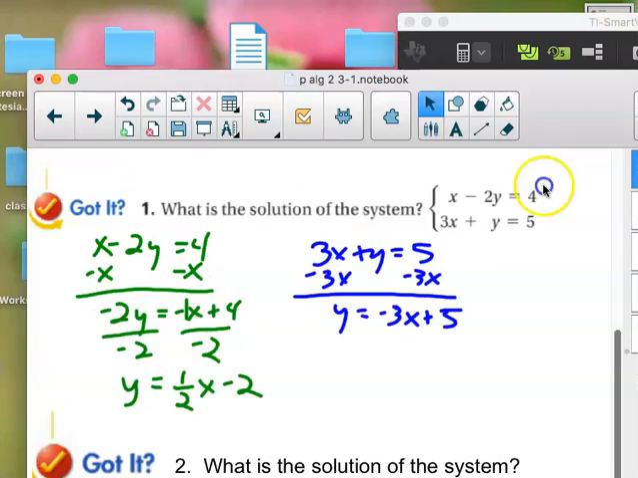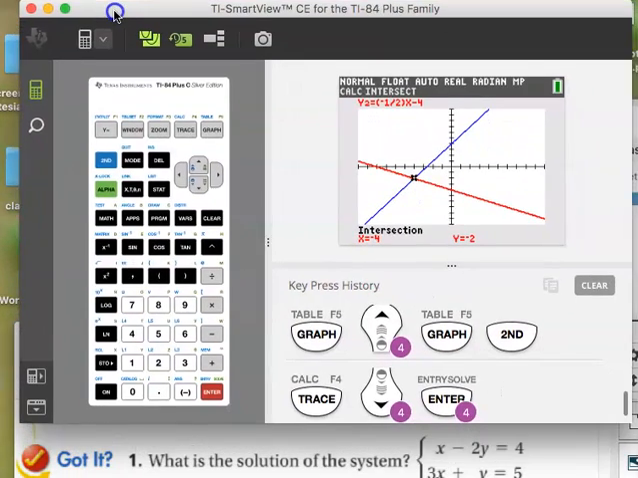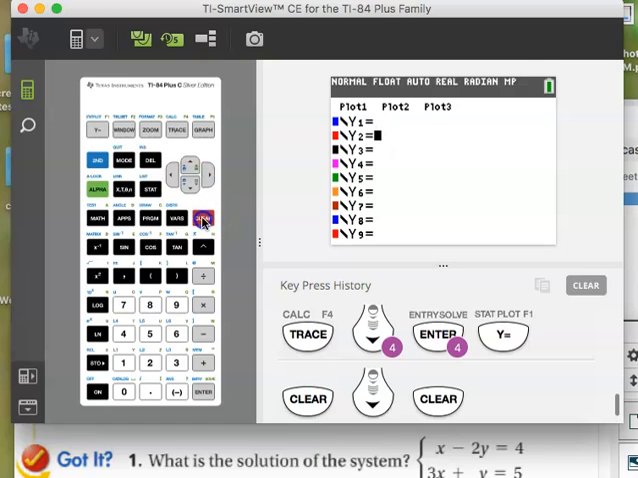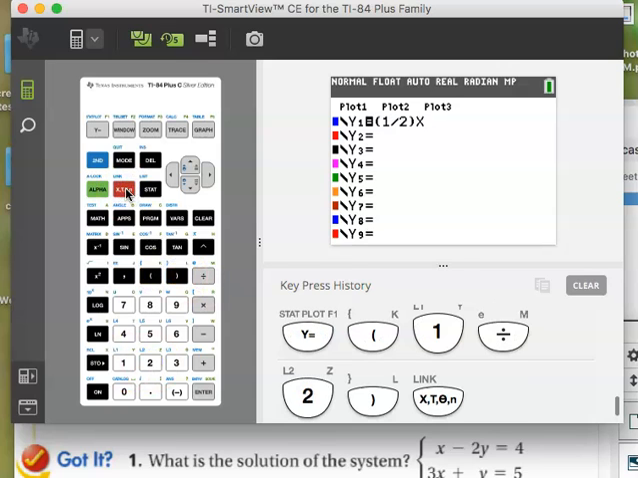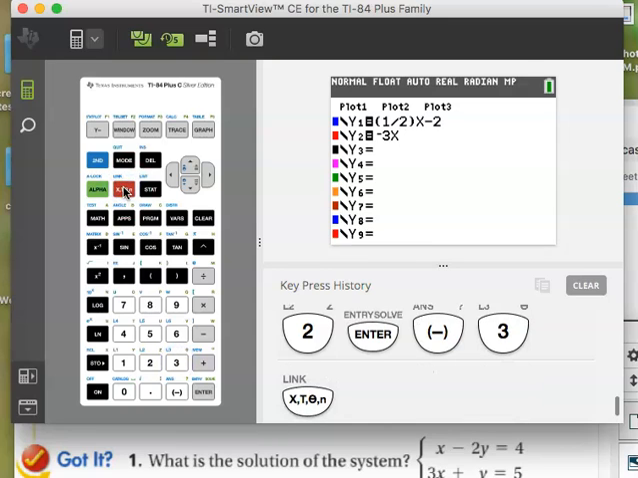So we'll go back to the graphing calculator and clear out what we had in there. And then put in this next little set, which was parentheses 1 divided by 2, parentheses x, minus 2, enter. And then the other one was -3x plus 5.